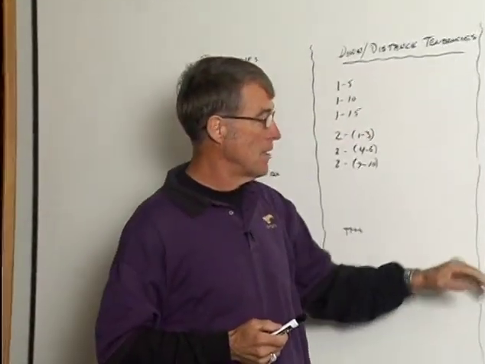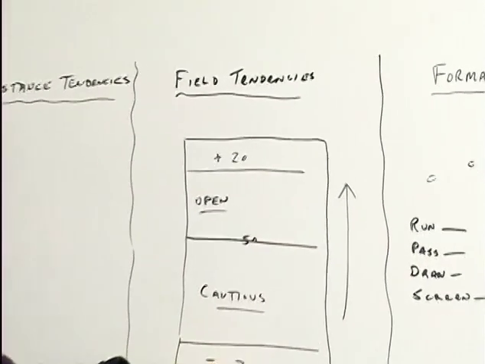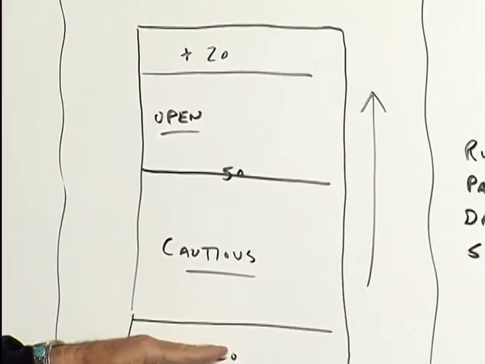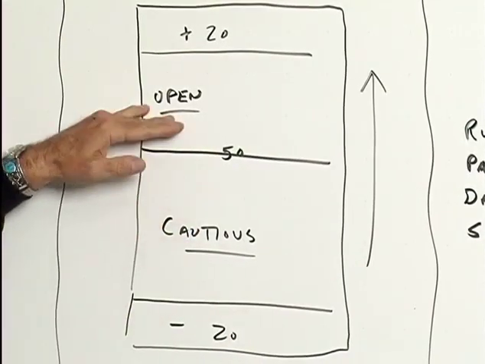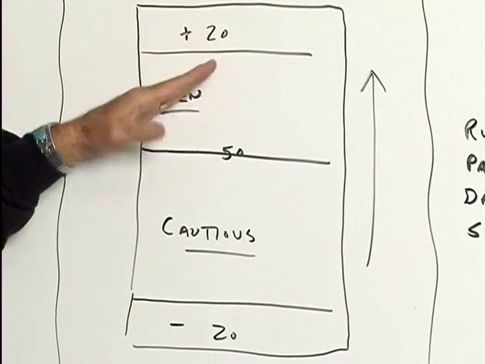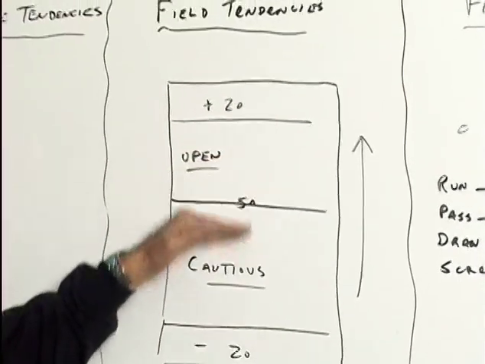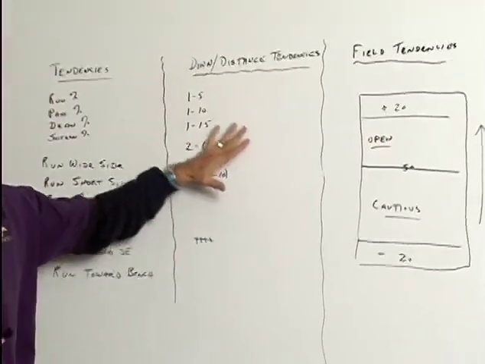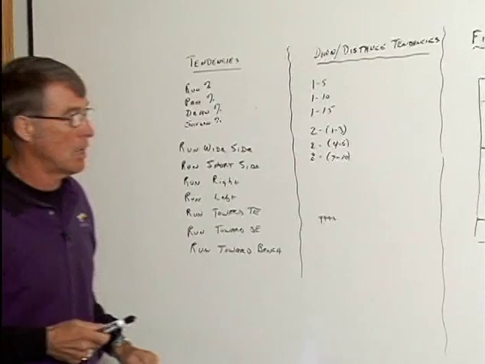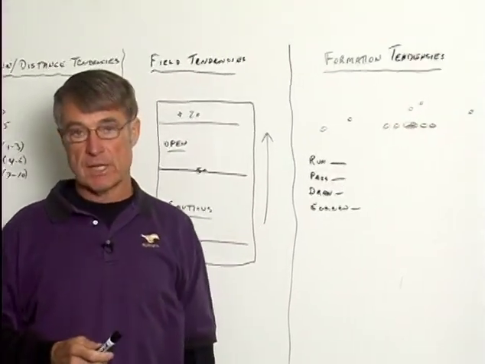We also get a field tendency. We get when they're coming out of their goal line, we call this the minus 20 zone. Then we go from the 20 to the 50, which is the cautious, the open. And this is pretty common. What percentage they run, pass, screen, and draw in these particular areas. And everything we're doing here, we're talking run, pass, screen and draw. Now, another page is just formation tendencies.